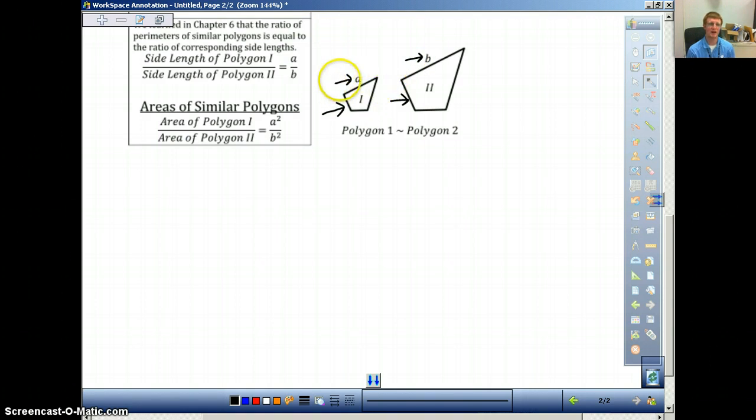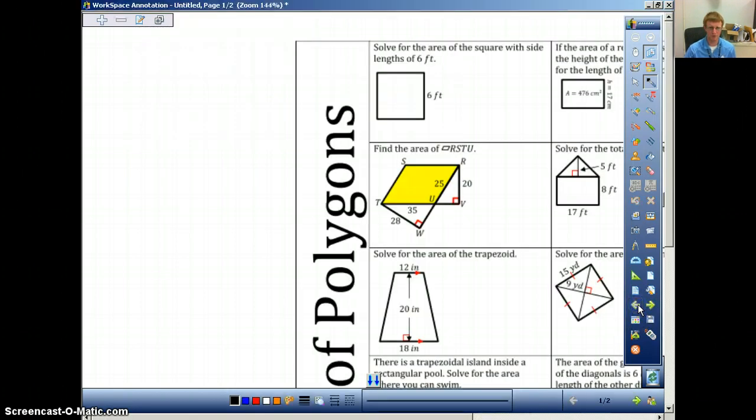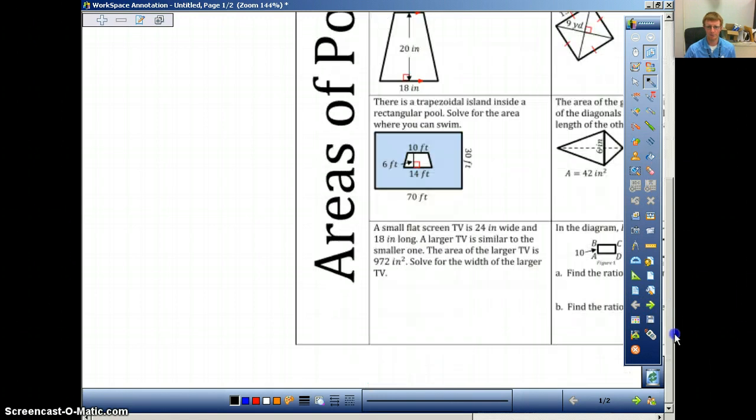Now keep in mind, it has to be similar polygons. So if it's a rectangle, it's got to be another rectangle. If it's a square, it's got to be another square. If it's a triangle, it's got to be a triangle that looks the exact same. They have to be similar, and you learned that in previous chapters. So let's just go through a couple of examples. This will be fairly quick.